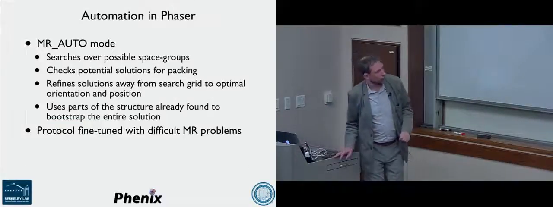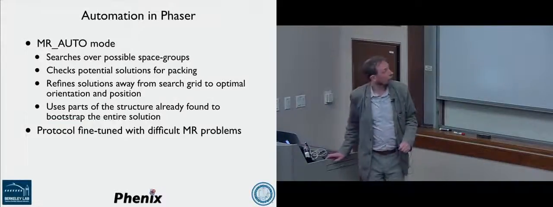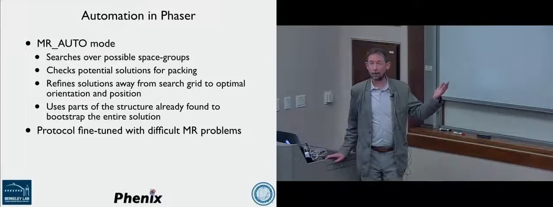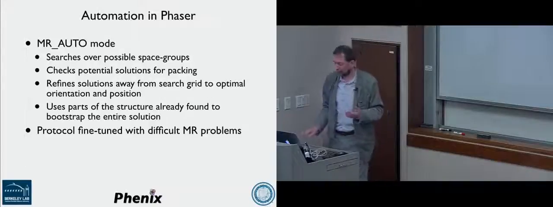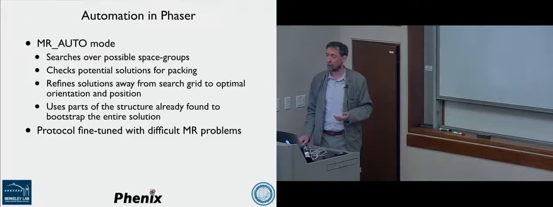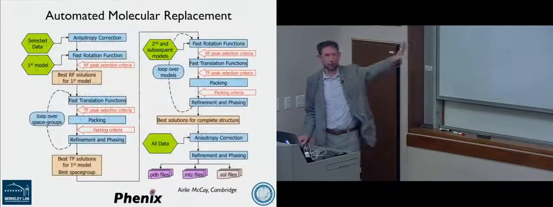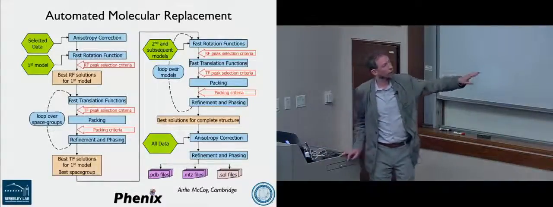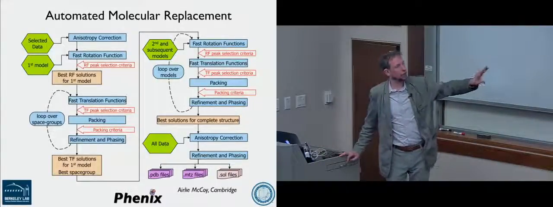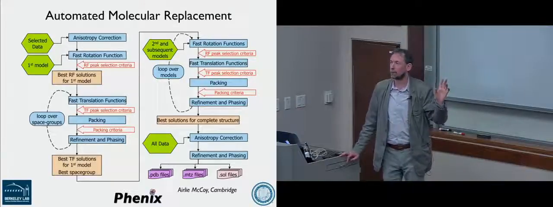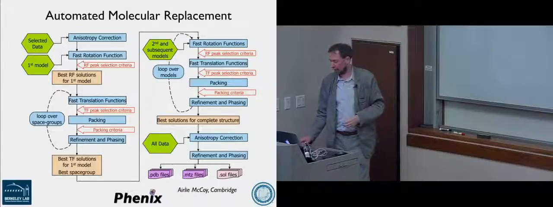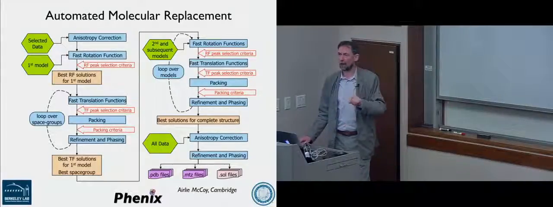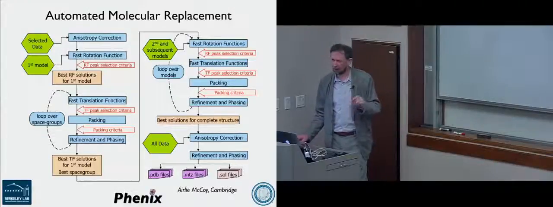So as I said this morning, and I won't dwell on this, automation is a very important aspect in Phaser. It does a lot of bookkeeping for you that you wouldn't do for yourself. That makes a lot of problems solvable that weren't solvable before. This just shows you a flow chart, which we won't go through, for what's being done trying to solve a two-body molecular replacement problem in terms of searching over space groups, etc. And you can imagine trying to do this yourself by hand would be tedious, if nothing else. The chances of making a mistake are pretty high.